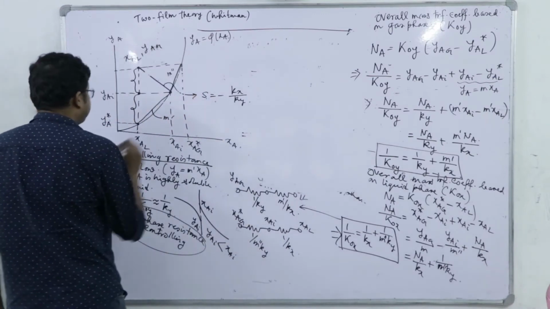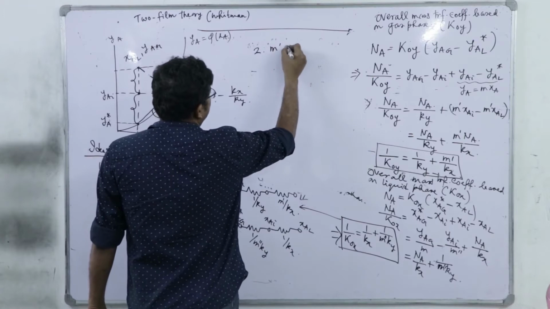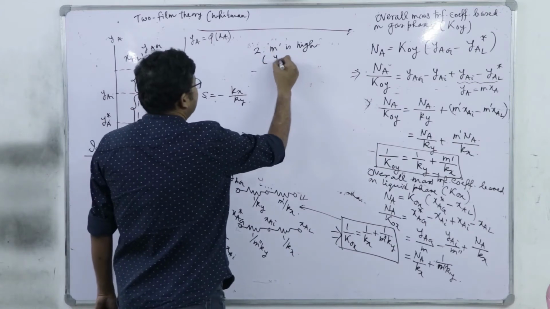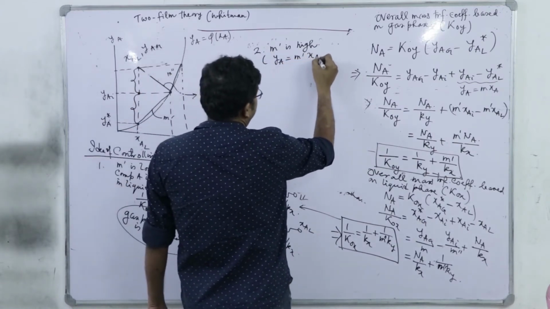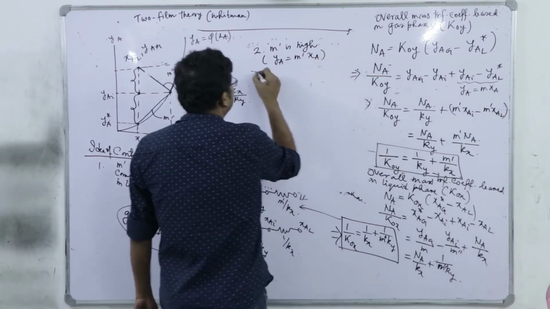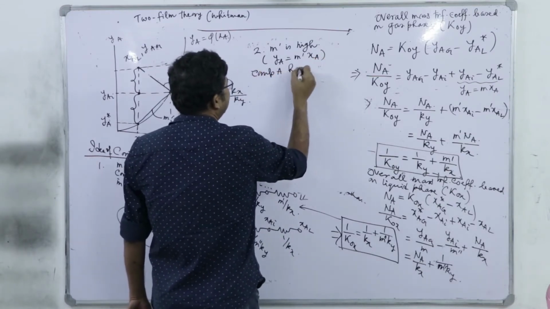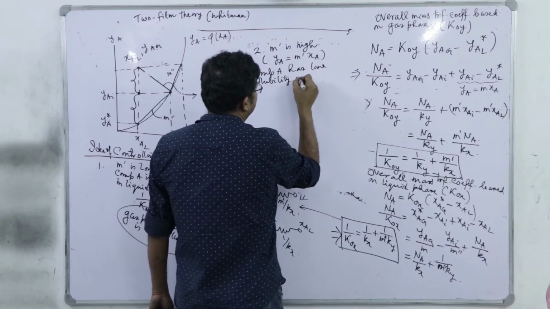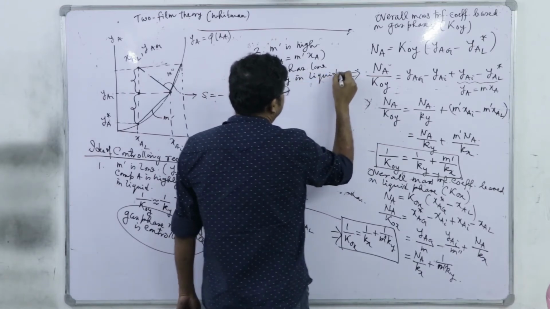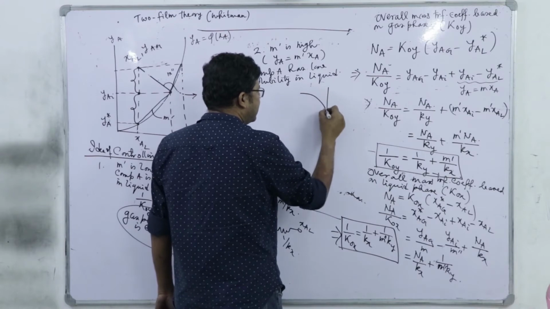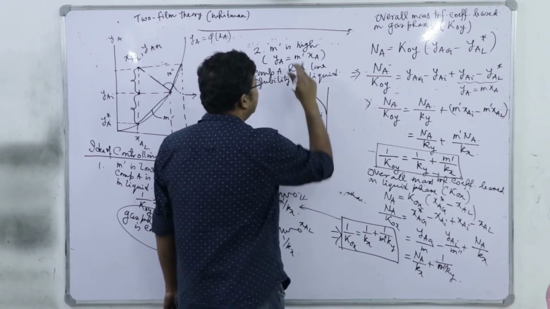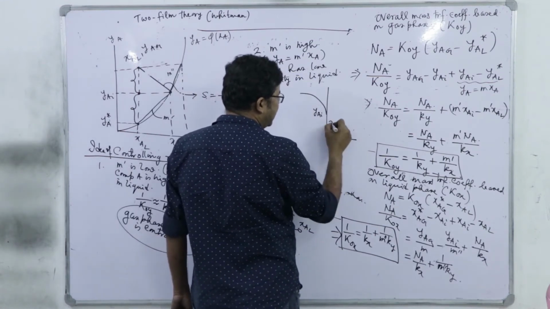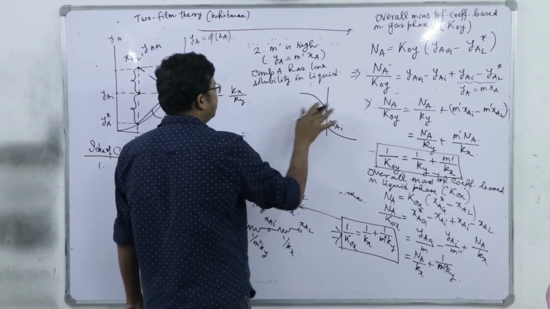So, this is case 1, and case 2 is M prime is high, right. So, as Ya is equal to M prime into Xa, okay, component A has low solubility in liquid, and we have this profile. This is Yai, M prime is high, so Xai must be lower than Yai. So, this is the profile, okay, tentatively.